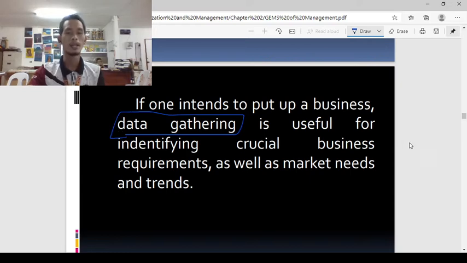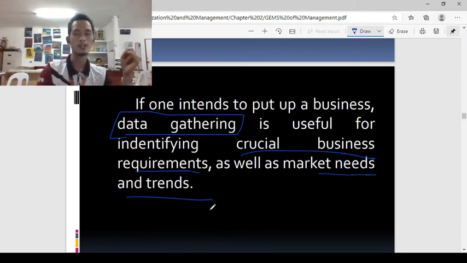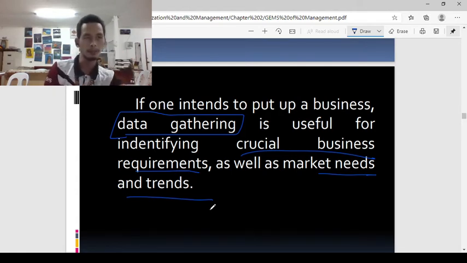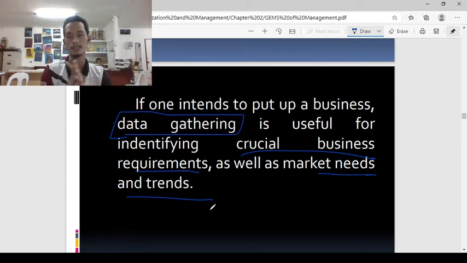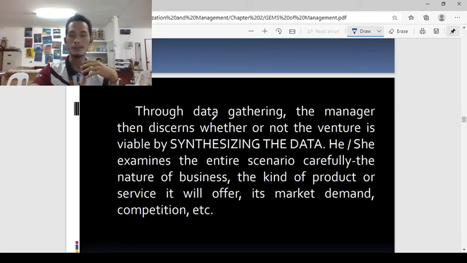Data gathering stage. It is useful for identifying crucial business requirements as well as market needs and trends. So, determine first business requirements and then market needs and trends. Like for example, mag-market sa ka, like ipaila sa nimo imong business, di ba? Mag-market sa ka whether you can have customers or not, because your business cannot thrive without really customers.